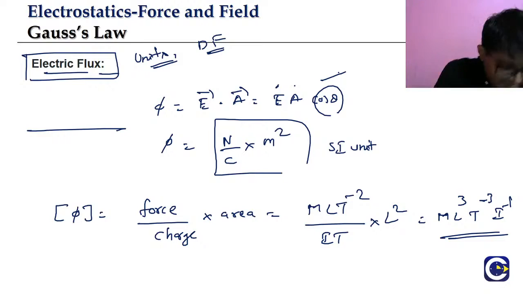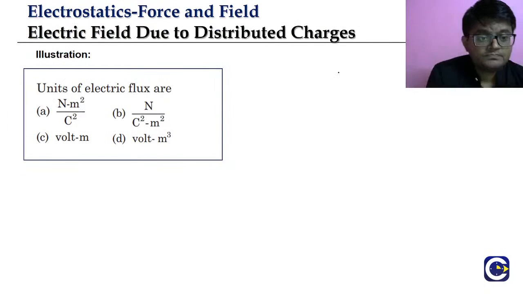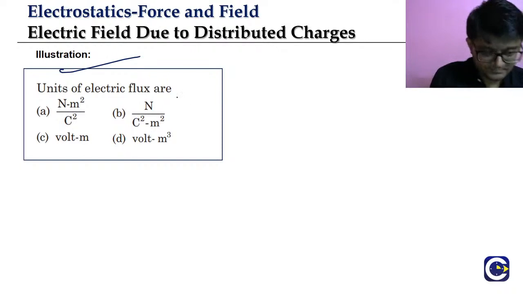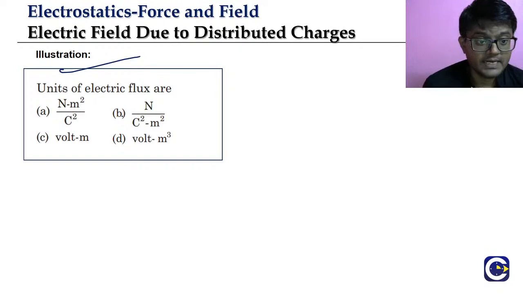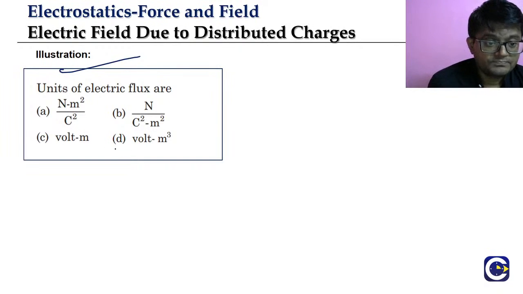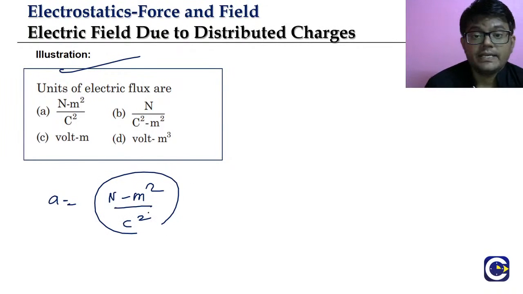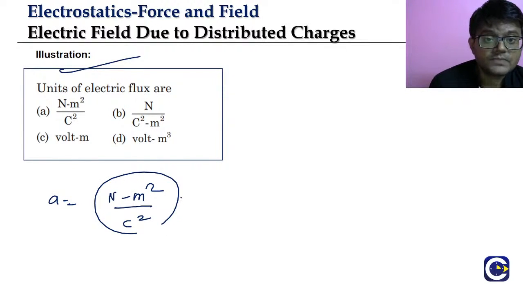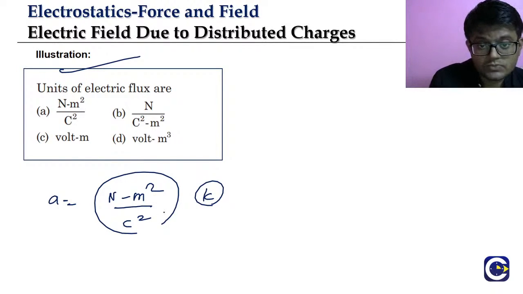Okay, so look, we'll go to a quick question. The units of electric flux are... We have done this, but here there seem to be some different answers. Look, the unit of electric flux. Option A, what is option A? Newton meter square per coulomb square. This is the unit for what? Coulomb's constant K. Newton meter square per coulomb square, this is the unit for the Coulomb's constant K.